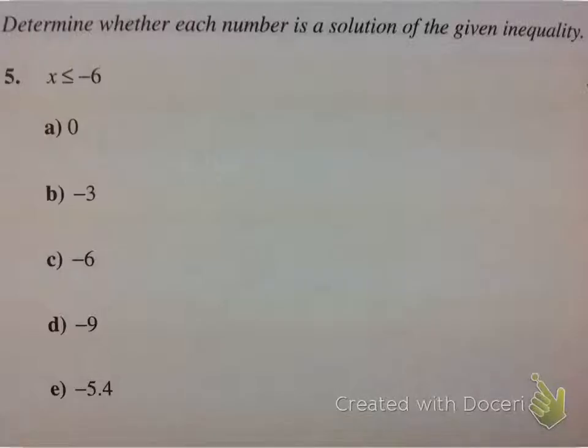Before we look at the different notation and different ways to represent answers and solutions, let's just practice working with our inequality symbols. So here we have x is less than or equal to 6. So we need to determine, is 0 less than or equal to negative 6? The answer to that is no, because if you think of a number line, the number on the left is always the smaller number. Negative 6 is definitely less than 0. 0 is definitely greater than or equal to negative 6.